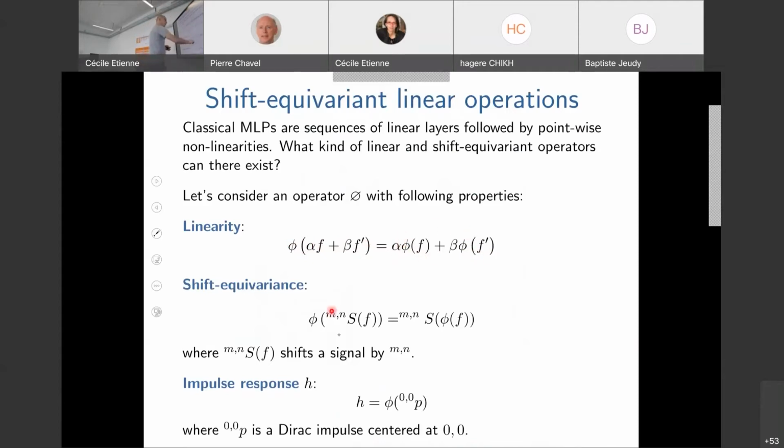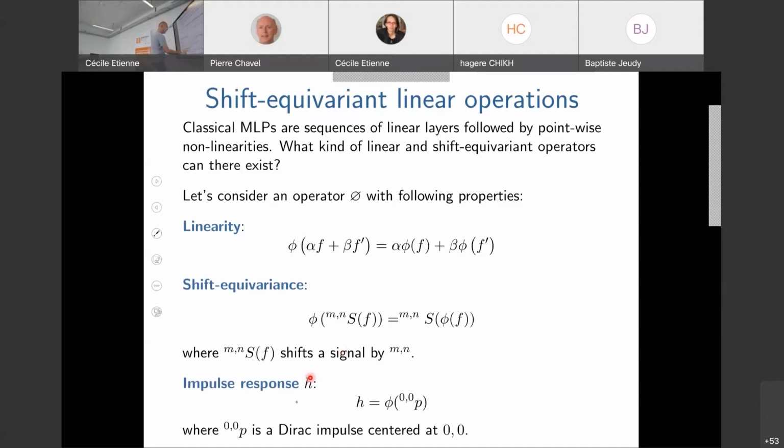I want it to be shift invariant, which means that if I take my image and I shift it, so this is the shift operator, I shifted m pixels up and n pixels to the right. It's the same thing as first applying the transform here and then shifting the transform. So this is shift equivariance, okay?